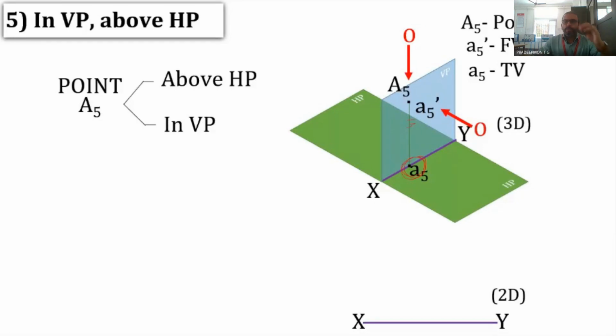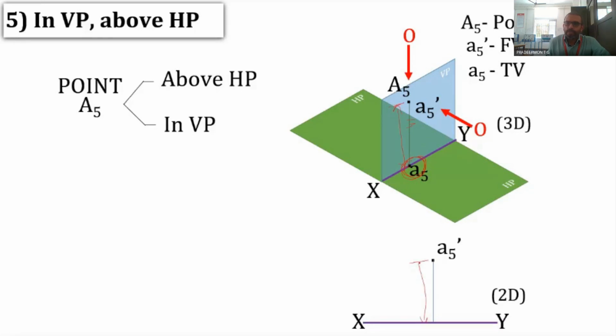In order to convert this into a two-dimensional drawing, you have to draw a perpendicular line to the XY line, and on that line mark the distance of the point A5 from HP. So this distance is to be marked here, and this distance is to be marked here also.